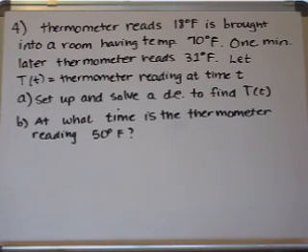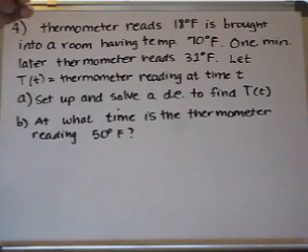The first thing we're going to do is set up and solve a differential equation to find the function capital T of little t, which gives the temperature reading on the thermometer at time little t. And the second thing, once we get that equation, is we're going to find the time at which the thermometer reading is 50 degrees Fahrenheit.